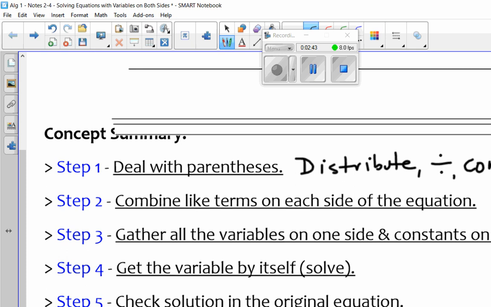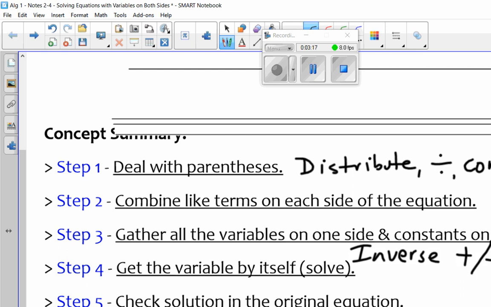Okay. Step 3, you're going to gather all the variables on one side and all the constants on the other. Okay, so you're going to want to be able to do that. We want to do inverse operations. So if in the problem you're adding, to move stuff, you want to subtract. If it's subtraction on your operation, then you're going to want to add to move it. That's the only way we can move constants and variables, by adding and subtracting it across the equal sign.